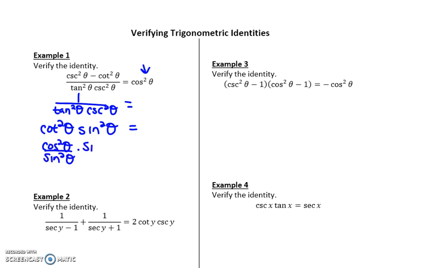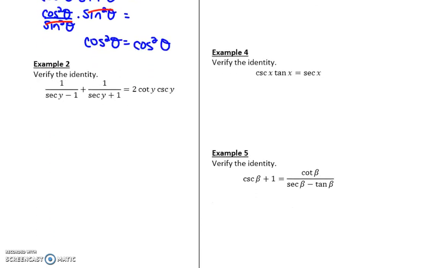And then what do you notice? You have a sine squared of theta in the top and a sine squared of theta on the bottom. So those will cancel out because those are equal to 1. And so cosine squared of theta equals, oh, look at that, cosine squared of theta. Wonderful. Okay, so then we have just verified that equation. All right, let's take a look at number 2.